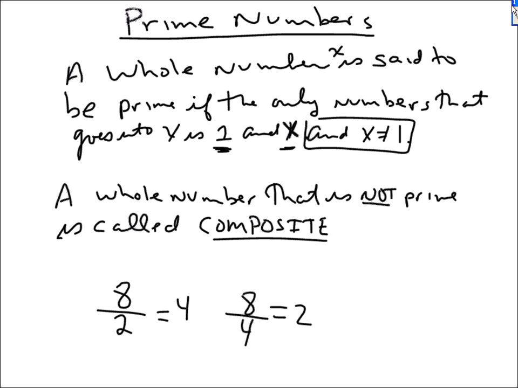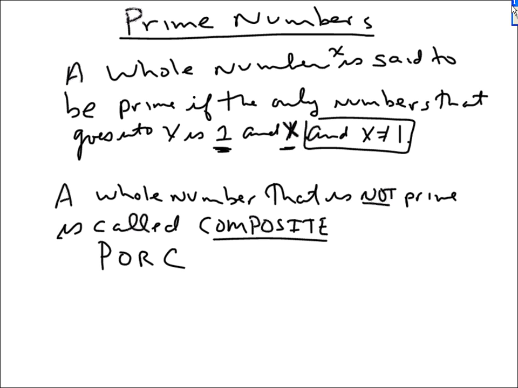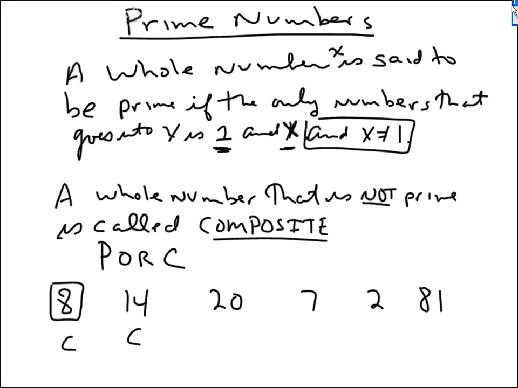It is composite. So I'm going to give you a list of numbers and we're going to decide if it's prime or not. If it's not, it's called composite. So the question is P or C. The numbers are, say, 8, 14, 20, the number 7, the number 2, and the number 81. The number 8 is composite. Well, actually, we just talked about it. 2 goes into it. A number other than 1 and 8 goes into 8. 14 is not prime. 7 goes in there, 2 goes in there. The number 20, that's not prime because it's even. 2 goes into 20.